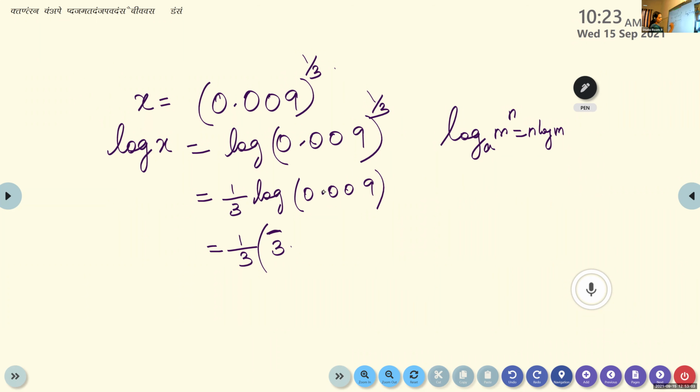Now use the table. From the table, open the table. In your book, you have the log table. Find out what is the value of log 9 from the table. Calculate it from the table.